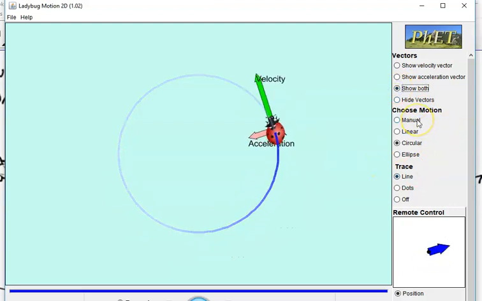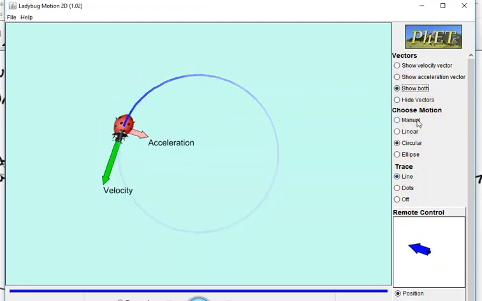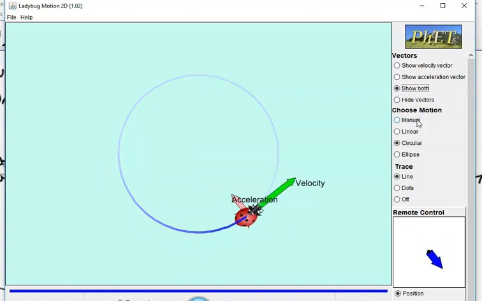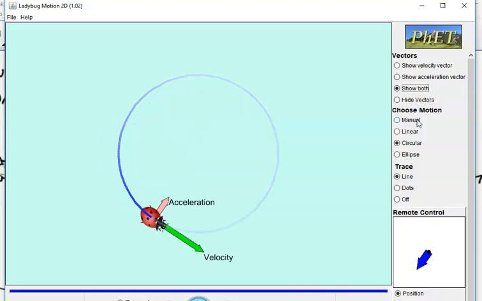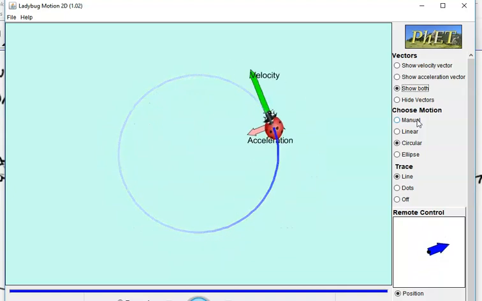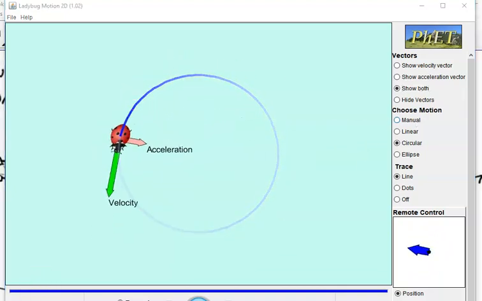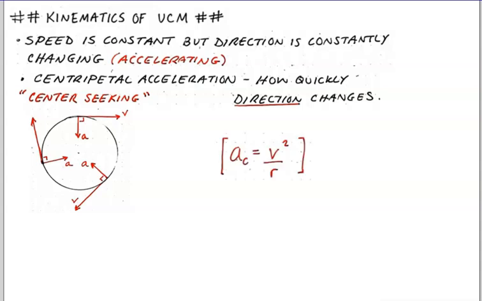If I include the acceleration vector, you can see that as this ladybug goes around in the circle, the acceleration is always pointing towards the center of the circular path, which is why we use the term centripetal. Centripetal acceleration is equal to the linear speed squared divided by the radius. The C subscript tells us that the acceleration is along the line that runs from the center of the circle through the object. Just like linear acceleration, centripetal acceleration has units of meters per square second.